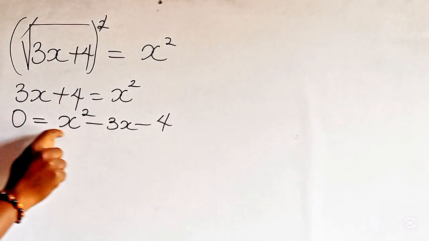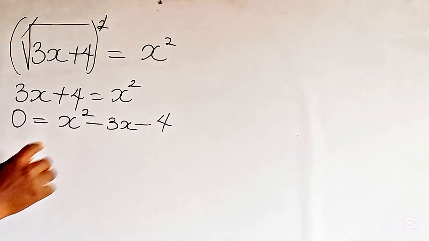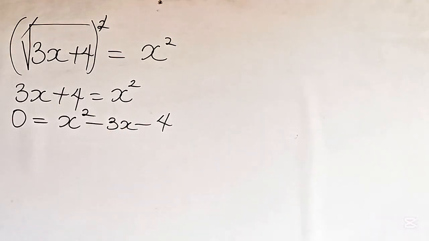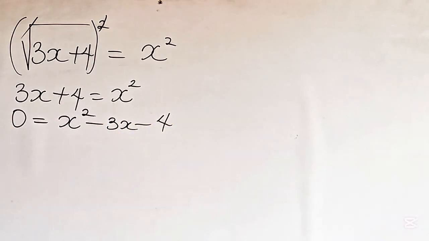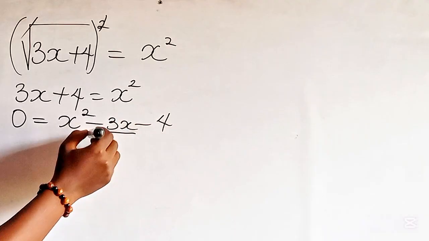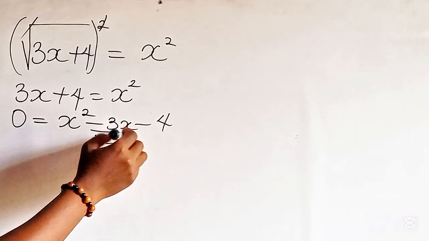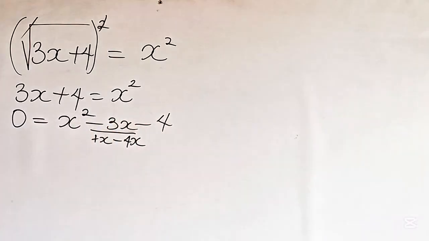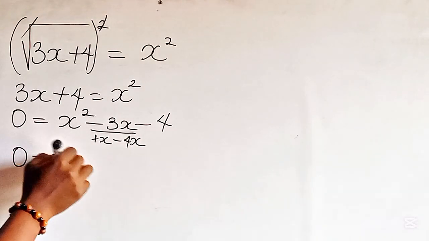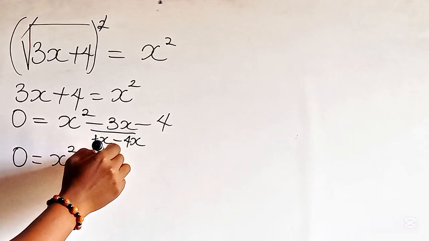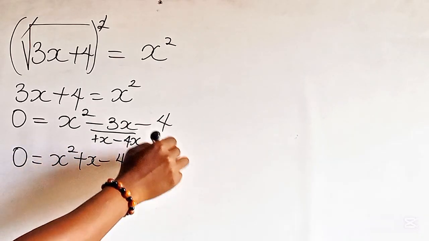Now to find the value of x, we are going to factorize this equation. We need to find two numbers that multiply to give us minus 4 and add up to give us minus 3. Those two numbers are plus 1 and minus 4. That means we split this middle term to become plus x and minus 4x. So we have 0 is equal to x squared plus x minus 4x minus 4.